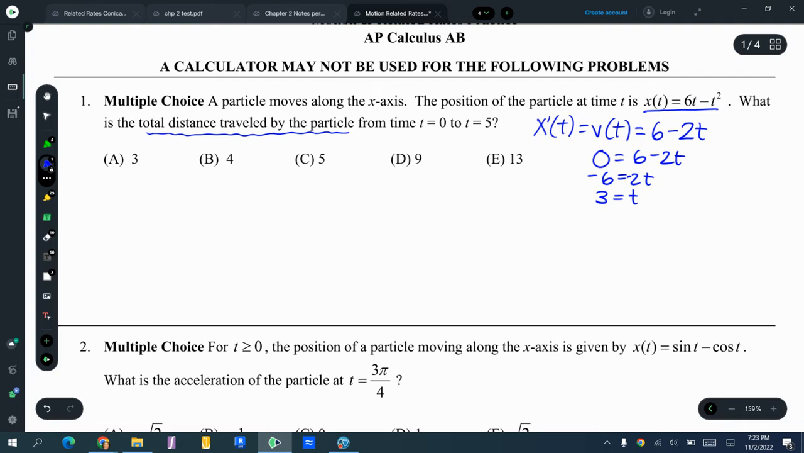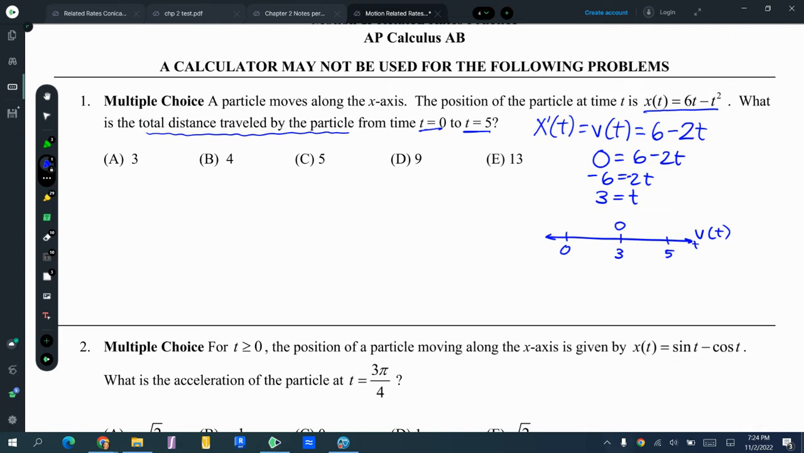Now, how does that help us out? Well, if you take a look at your velocity, and we've got our time number line here, it says that time starts at t equals 0 and ends at t equals 5. So we're going to go from 0 to 5 on the timeline. And we've got t equals 3 here, where we know the velocity equals 0. And in between 0 and 3, I'm going to plug a number into my velocity equation. So let's try v of 1.